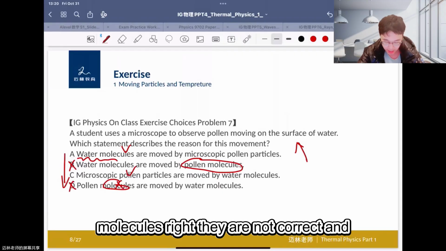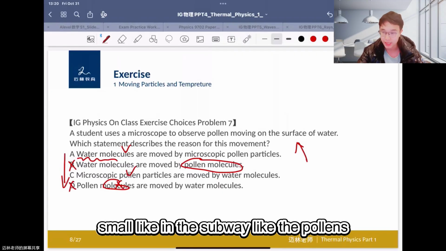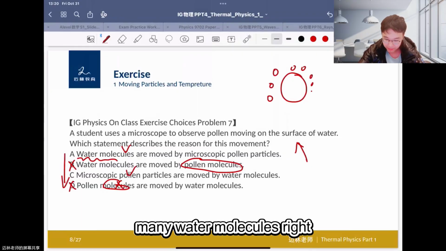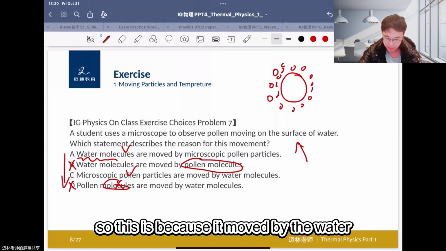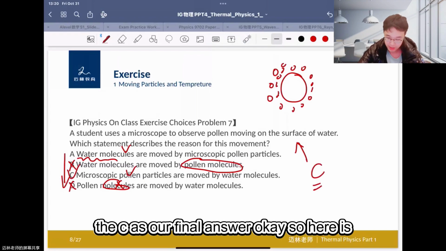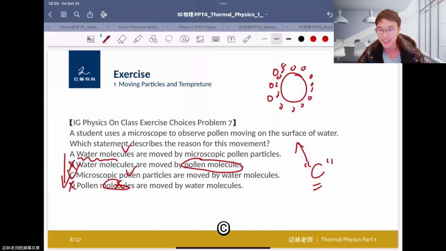And we said that water molecules are very small, like in the subway, while the pollen is very big, but it's surrounded by many, many water molecules, right? This is because it is moved by the water molecules. So only here we can choose C as our final answer. So here the problem, we're choosing C, okay?